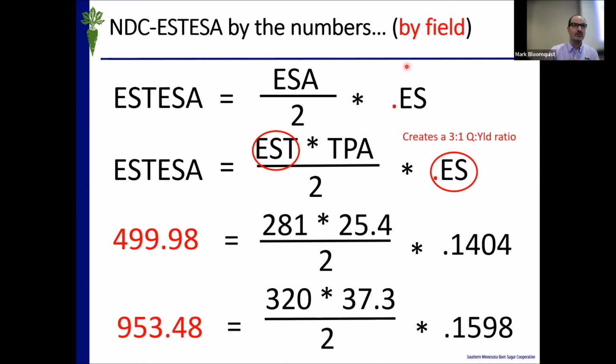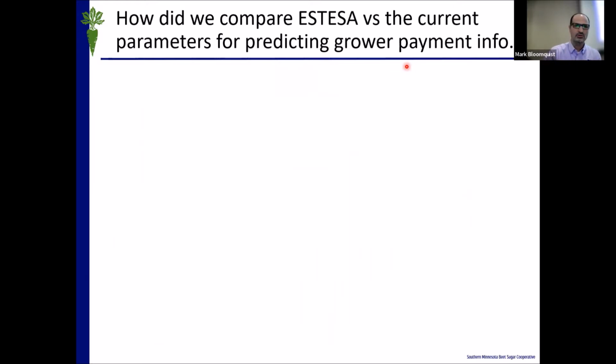When we go to the right side of the graph and look at those extraordinary groups, this is an actual field, with an ESTESA score of 953.5. That particular field had an extractable sucrose per ton of 320 pounds, 37.3 tons per acre, and a 0.1598 extractable sucrose. Obviously, that's what we need to be trying to emulate. That's the direction we need to be going to become a profitable sugar beet cooperative.